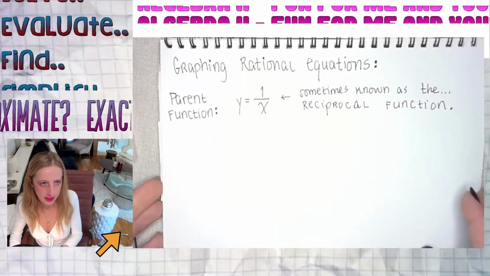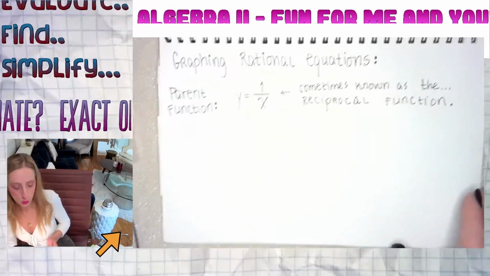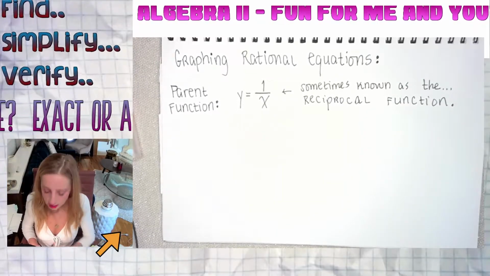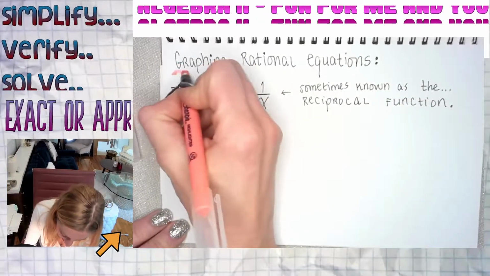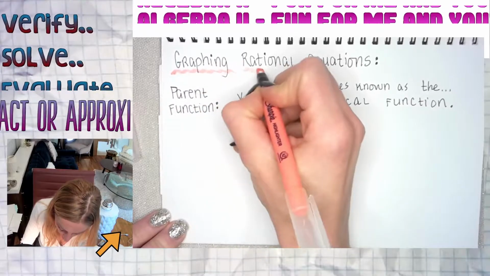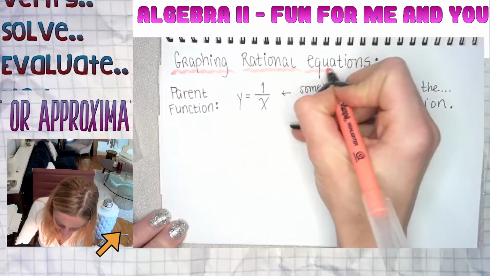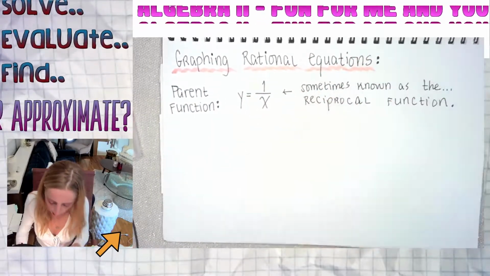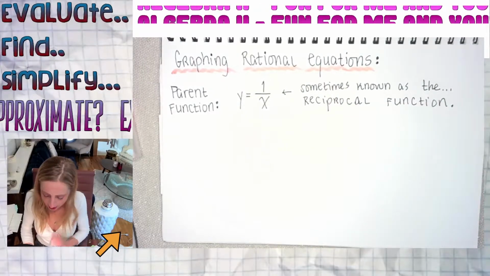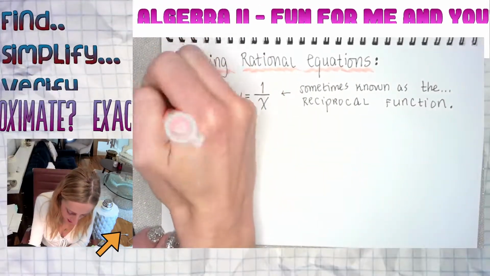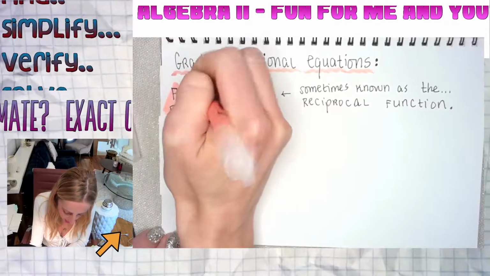What we're going to do right now is get ready to graph rational equations. And the most basic version of a rational equation is a parent function. We've talked about parent functions before, and parent functions are kind of like the starting point.